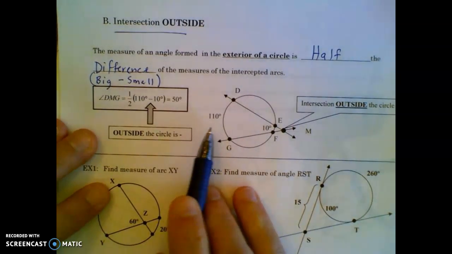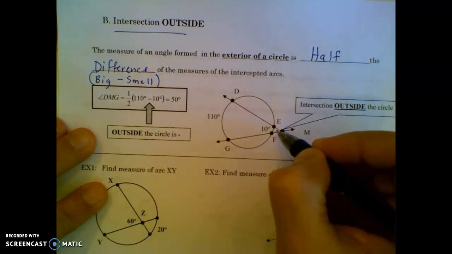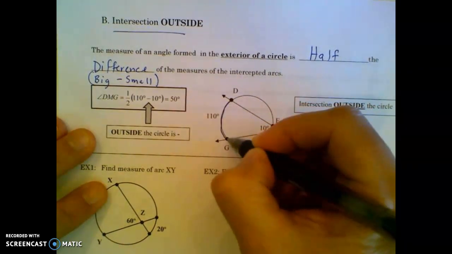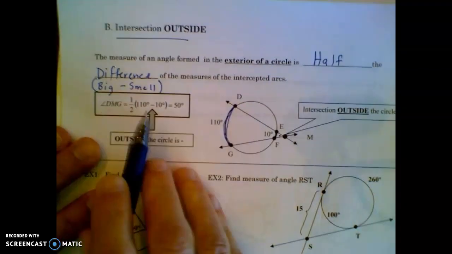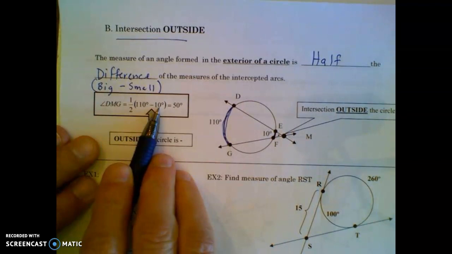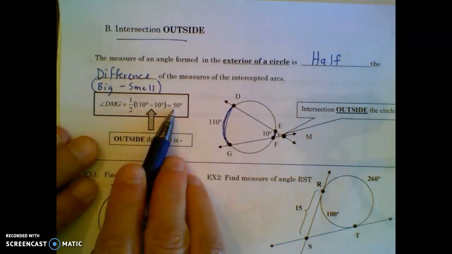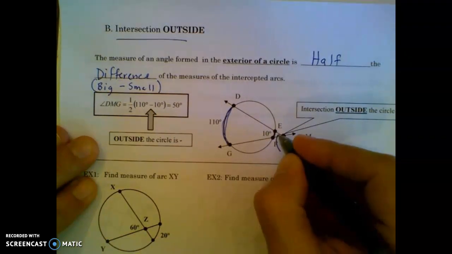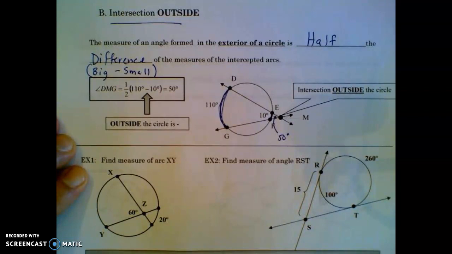So down here, again, if I'm looking for this angle right there, two arcs are created by this angle. You have one on the far side of the circle, and you have one on the close side of the circle. So what you can see in here, again, this is the big arc, 110, minus the little arc, 10. The difference of those is 100. Half of 100 is 50. So that means this little angle in there is going to be 50 degrees. That's the way that works when the intersection's on the outside.